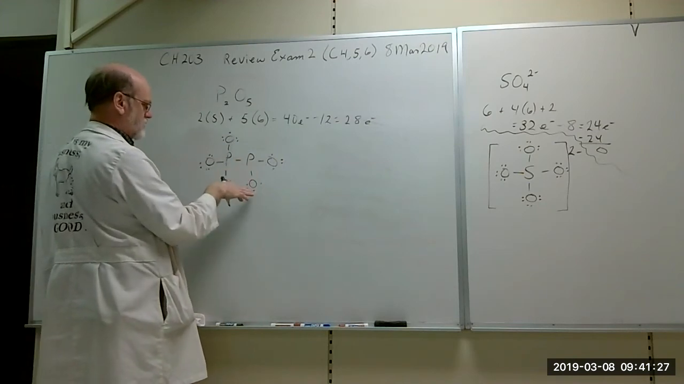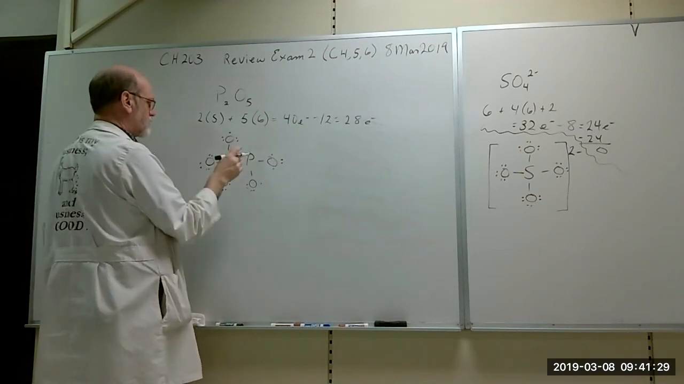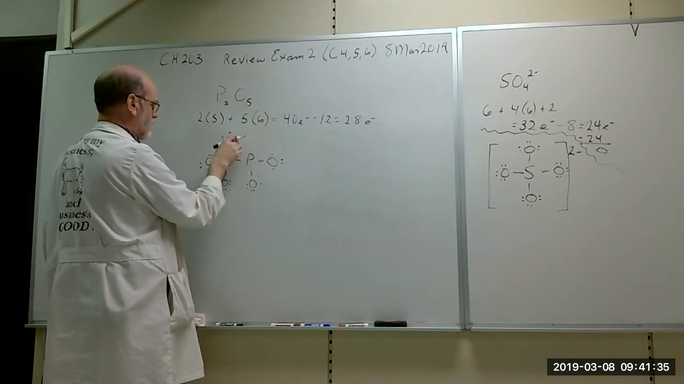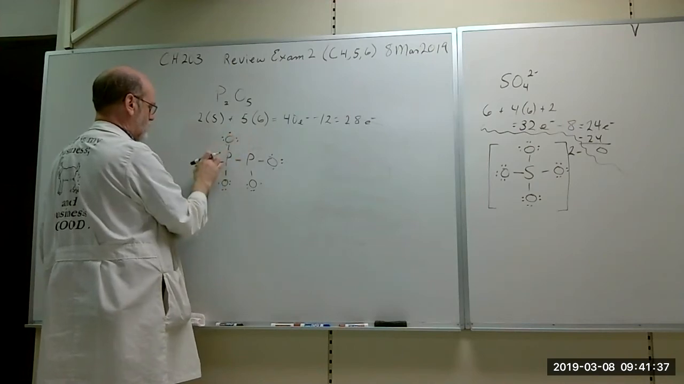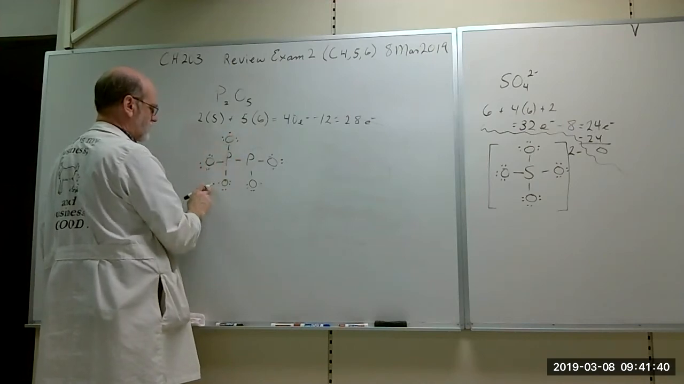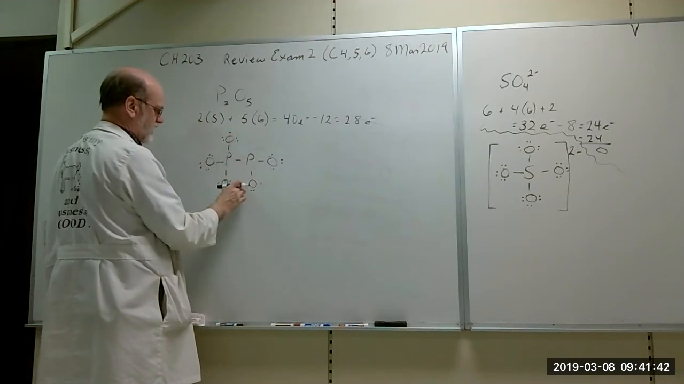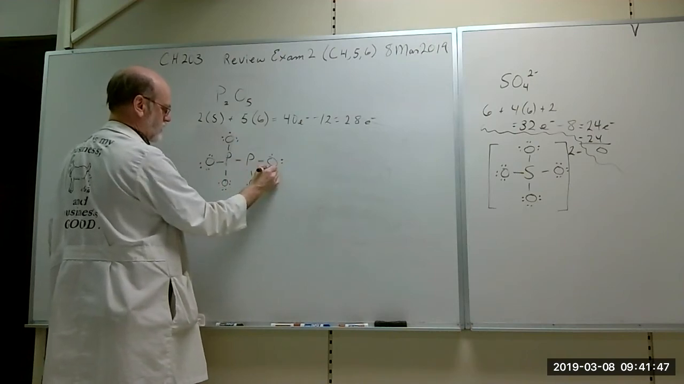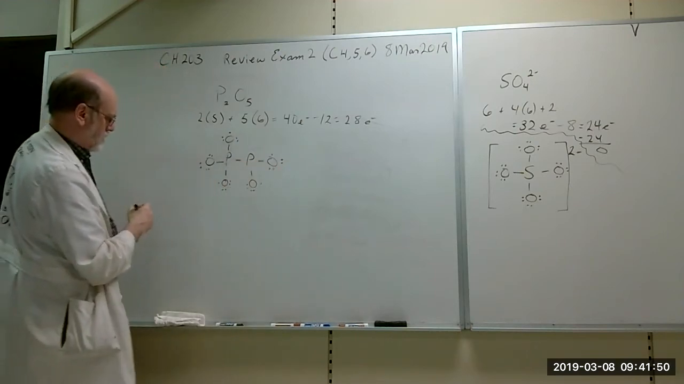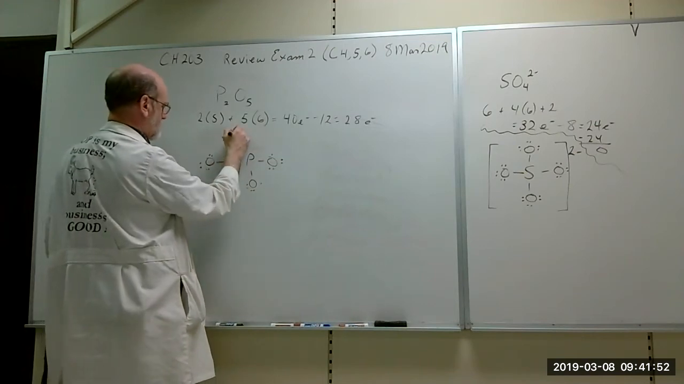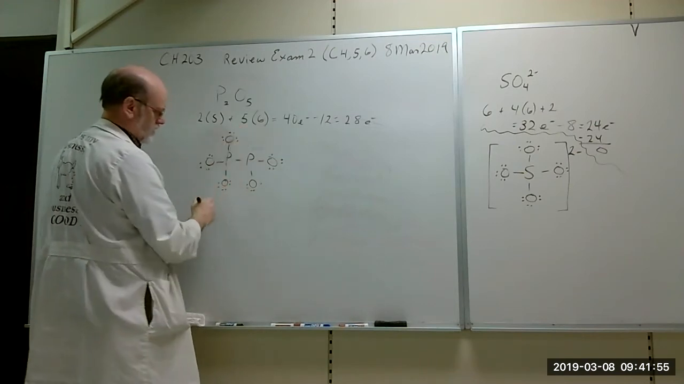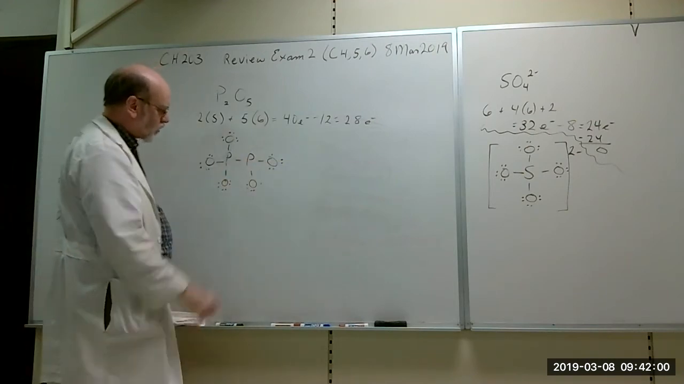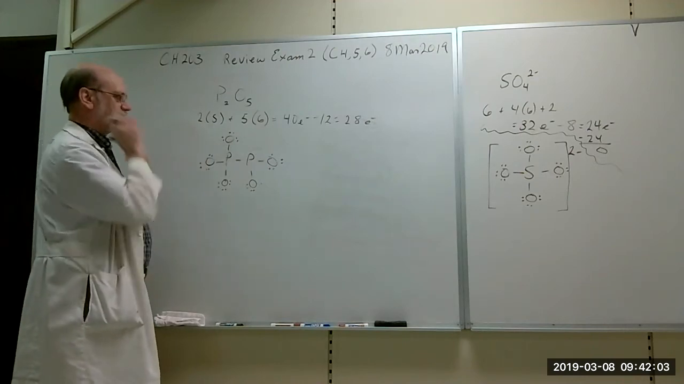Wait a minute. Let's see, I had 28. 2, 4, 6, 8, 10, 12, 28. So I got 2, 4, 6, 8, 10, 12, 14, 16, 18, 20, 22, 24, 25, 26, 27, 28. So these two are short electrons.